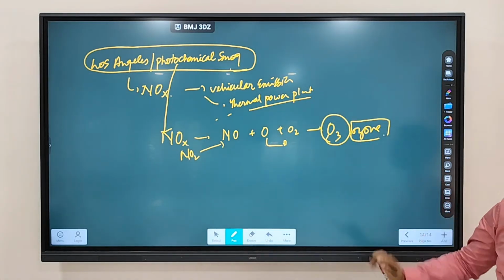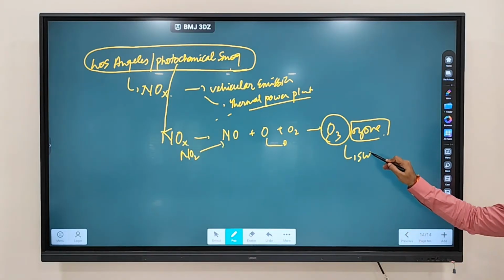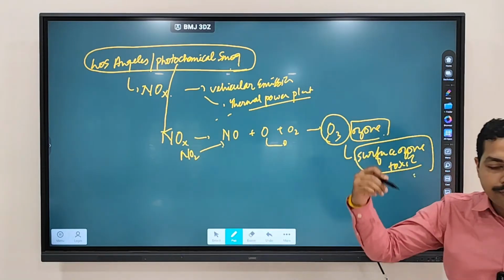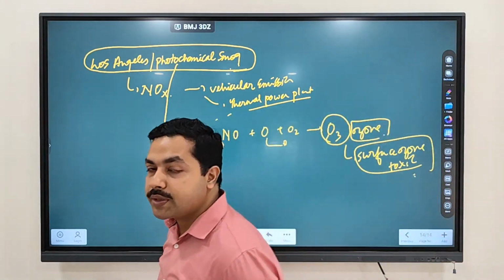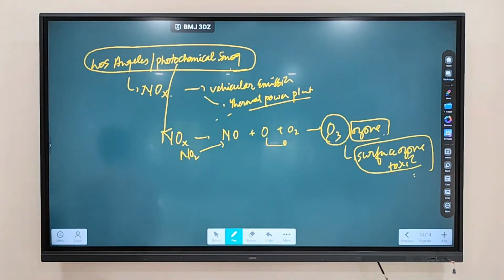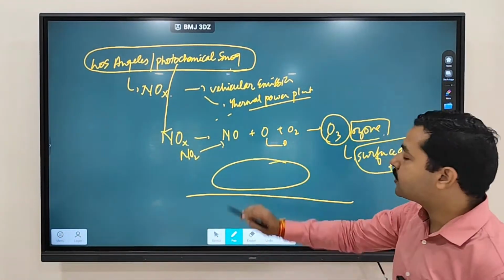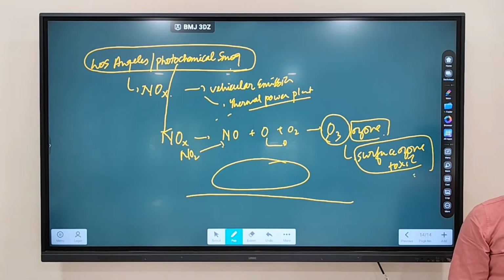If you remember our ozone discussion, we discussed that surface ozone is toxic, but stratospheric ozone is what? Beneficial, because stratospheric ozone helps us in what? Yes, from UV rays. It helps in protecting us from UV rays. So the stratospheric ozone is beneficial, but the ozone that is formed at the surface is problematic. So where are the vehicular emissions? Vehicular emissions are going to be at the surface.